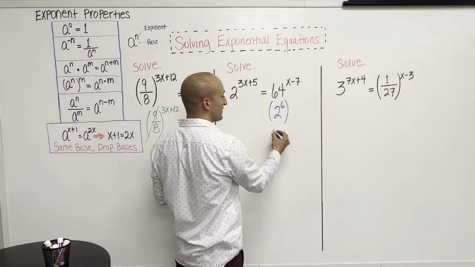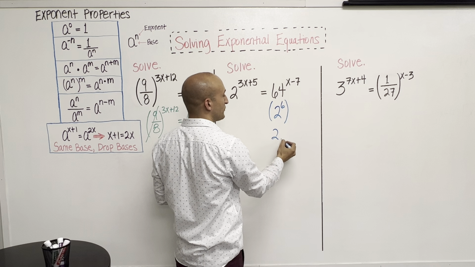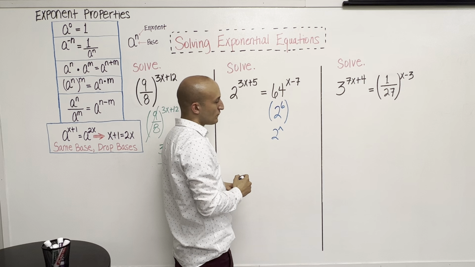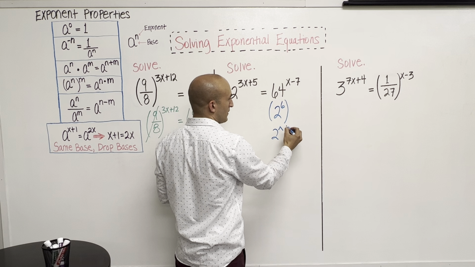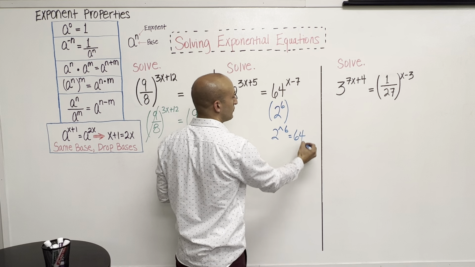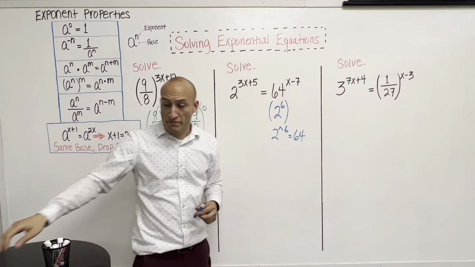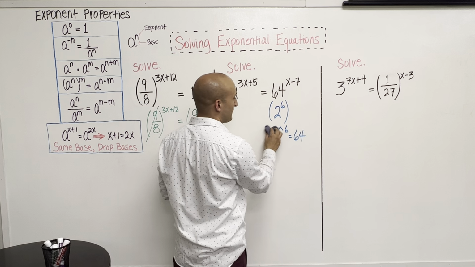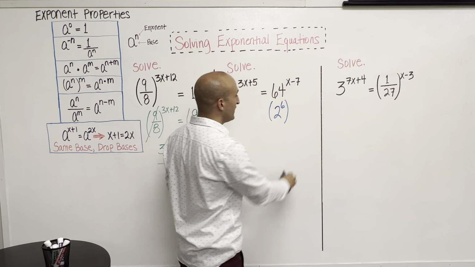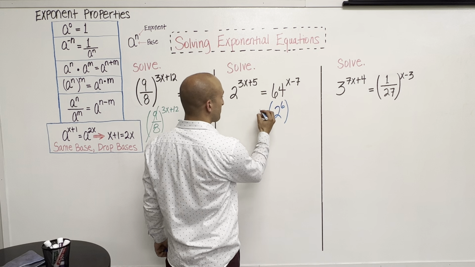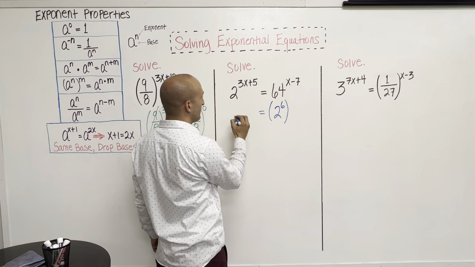So if you type this in your calculator, write 2, and then you can hit this little symbol, and then write 6. This will equal 64. Like I said, it looks different, but it's the same. And it's what we need, because then I will have a base of 2, just like the left side.